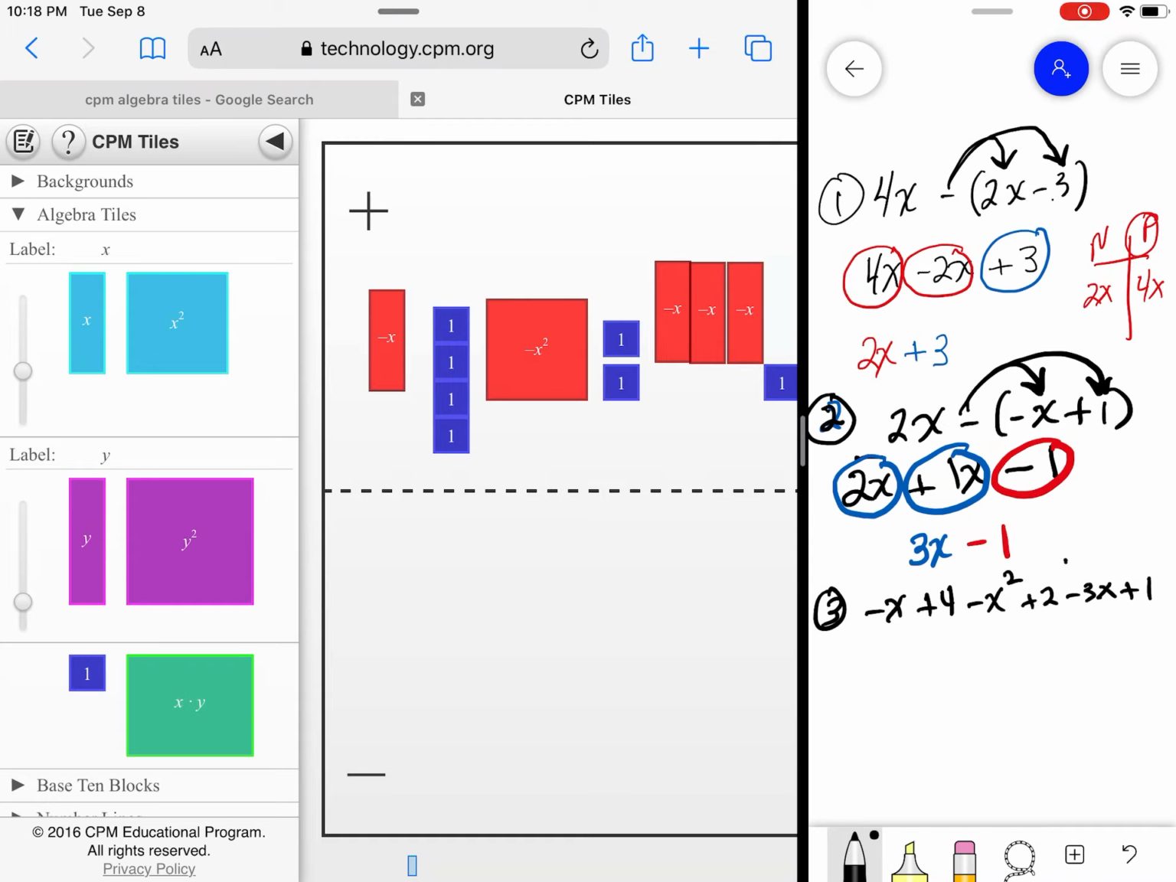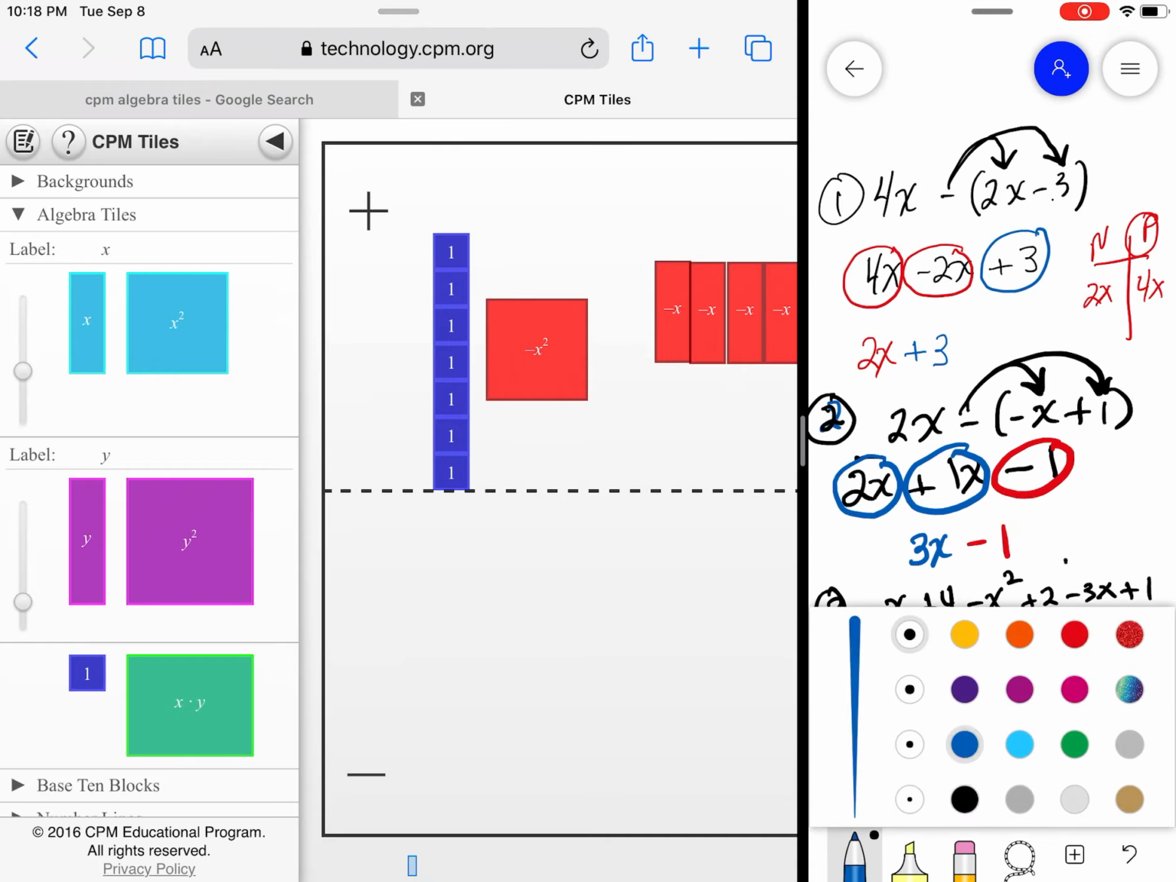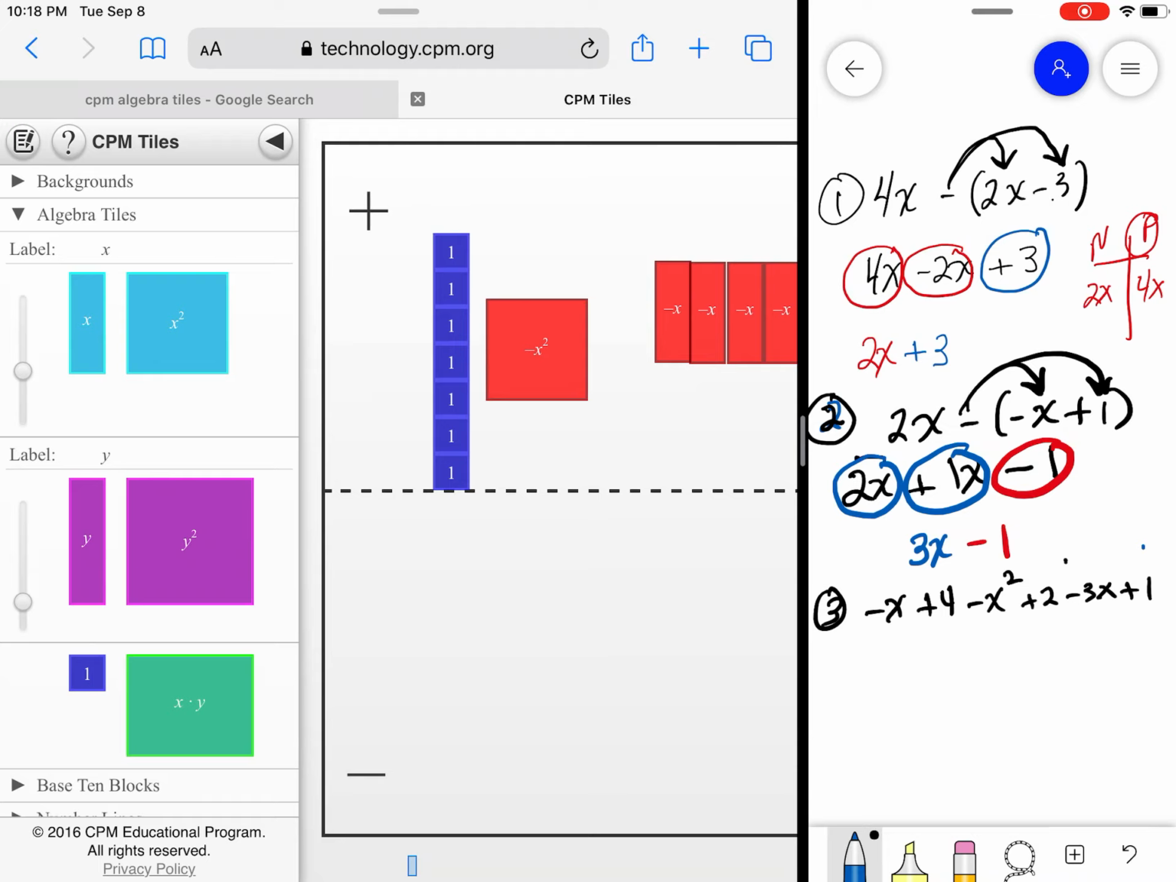Let me go ahead and get my x's together. So this x can join with these x's. Let's get my 1's together. I'm not getting any 0 pairs out of these. Okay, so let's see it on paper. If we put the x terms together, we have a negative 1x and a negative 3x, and that's it for x terms. Remember, x squared is not the same as an x term.